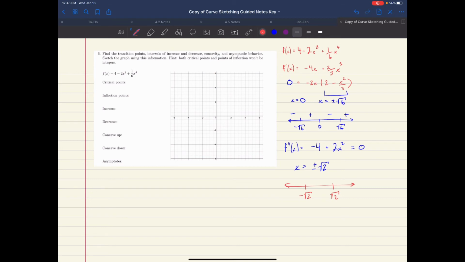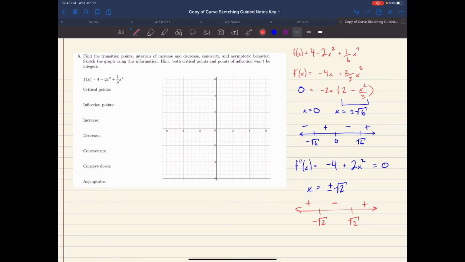So if we plug values into the second derivative, numbers between negative root 2 and root 2, if I plug in a 0, I would get a negative value. If I plug in a number above root 2, which is approximately 1.41, like a 2, I would get a positive number. And if I plug in a negative 3, I'd also get a positive number. So there we have it. We have all of our sign charts and everything, so now we can start working on what this is asking.